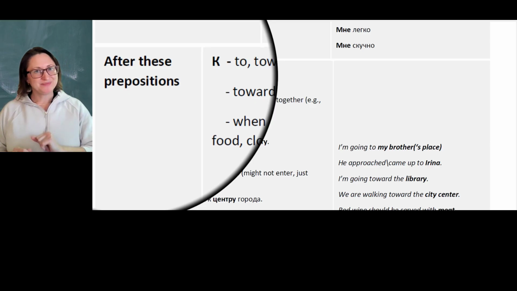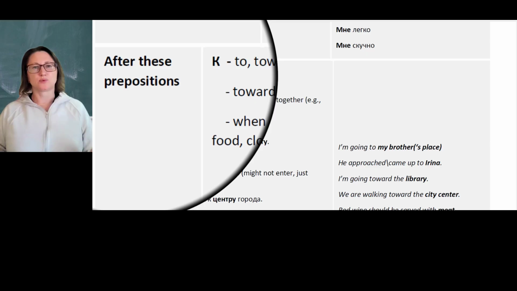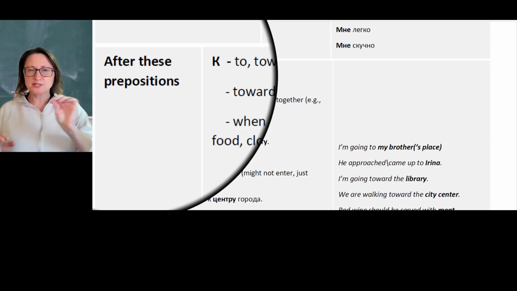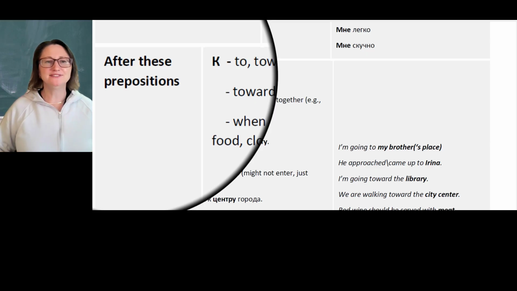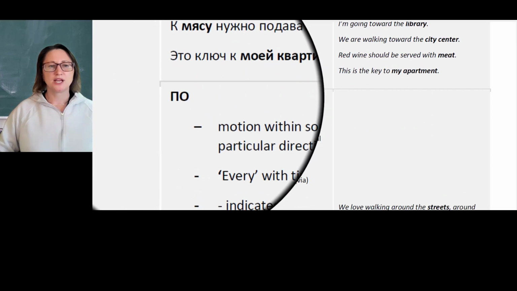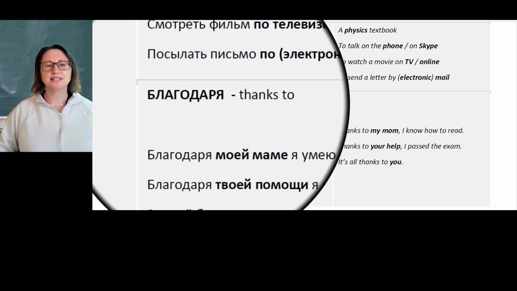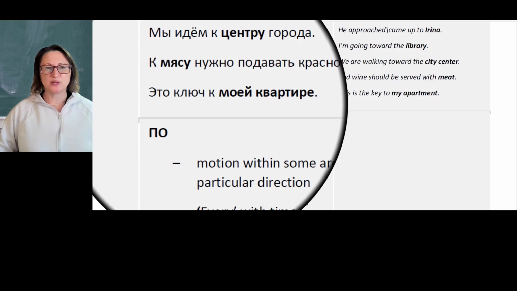The good thing about dative is there's only 3 prepositions for us to remember, and all of them only work with dative. If you know this preposition, you know that it works with dative, and the prepositions are к, по, and благодаря. Okay, let's go over them one by one.